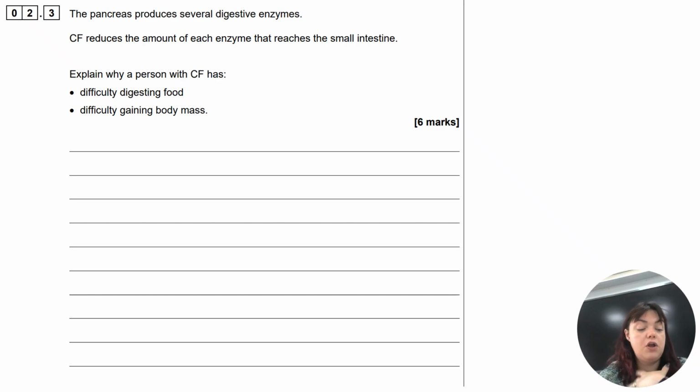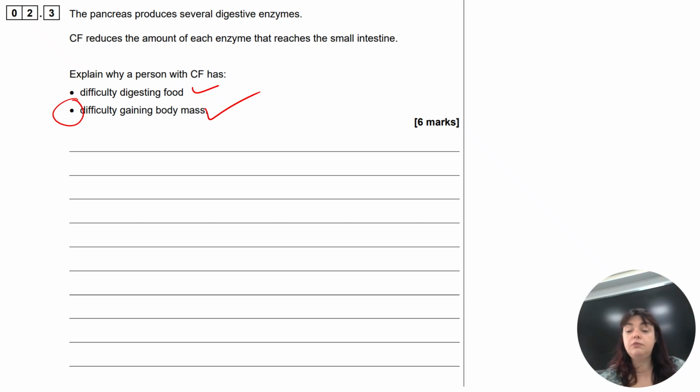Okay, so in order to get the full 6 marks, you have to talk about the difficulty in digesting food and why they would not gain body mass. If you haven't mentioned why they would not gain body mass, you can get a maximum of, is it 2 marks? 3 marks? Let me just have a quick check. No, you can get a maximum of 4 marks. So look at your answer when we go through it in a second. If you've not mentioned difficulty gaining body mass, the maximum mark you can get is a 4, regardless of what you said.